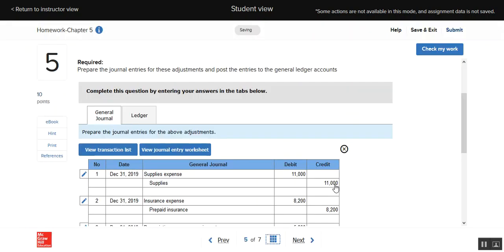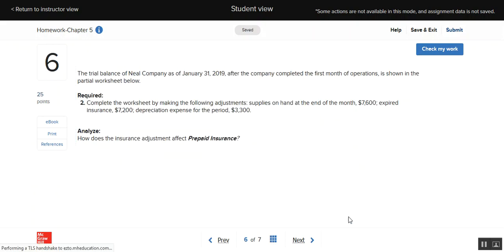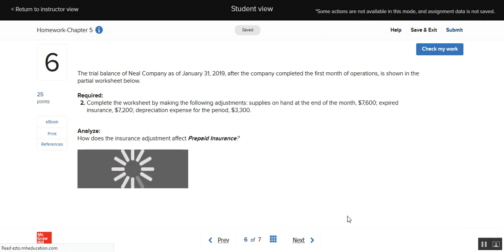So let's look at another one. This one's a little long. Just taking a minute to load.